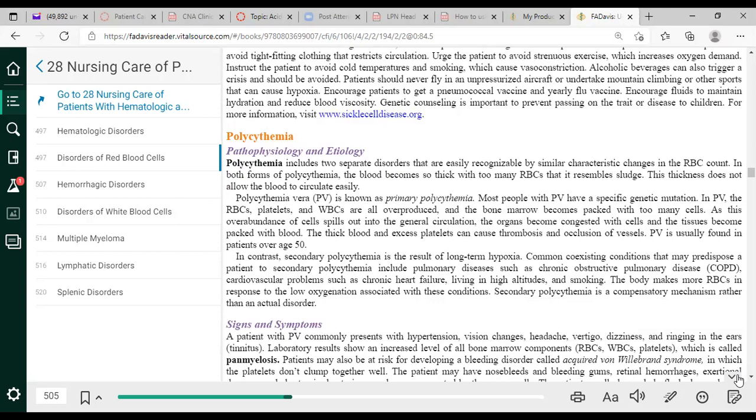In contrast, secondary polycythemia is the result of long-term hypoxia. Common coexisting conditions that may predispose a patient to secondary polycythemia include pulmonary disease, such as chronic obstructive pulmonary disease, COPD, cardiovascular problems such as chronic heart failure, living at high altitudes, and smoking. The body makes more red blood cells in response to the low oxygenation associated with these conditions. Secondary polycythemia is a compensatory mechanism rather than an actual disorder.